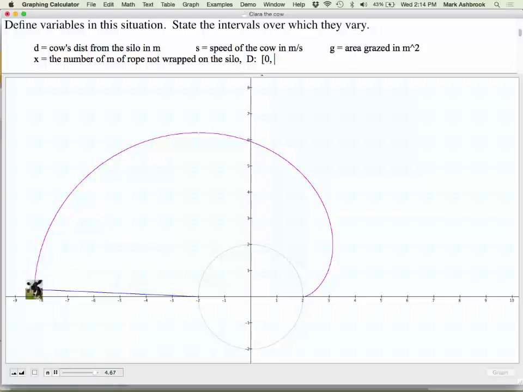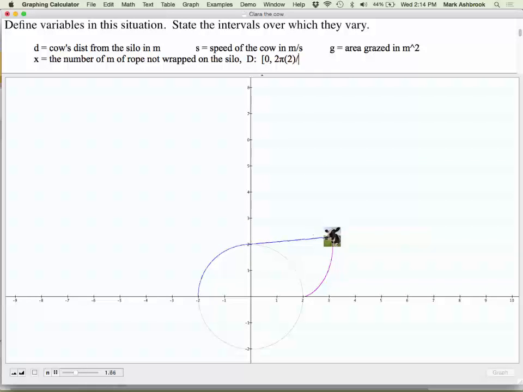0 to 6. So it'd be the total length of the rope, right? And that was our 2 pi r over 2. So all possible values that x could take on, in terms of the number of meters of rope not wrapped on the silo, could be 0 all the way up to the length of the rope, 2 pi r over 2.